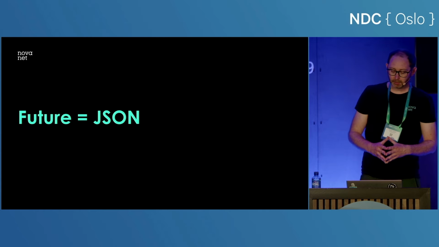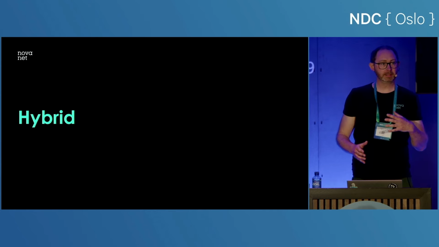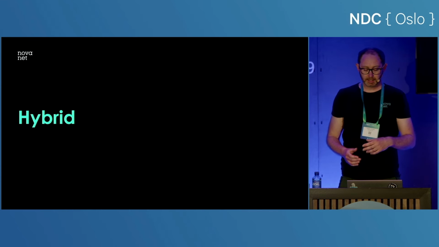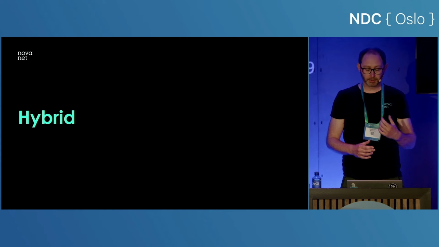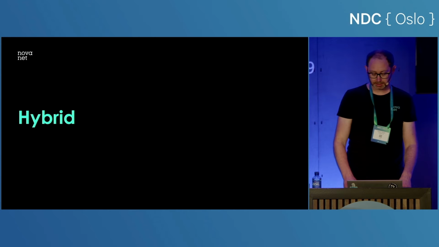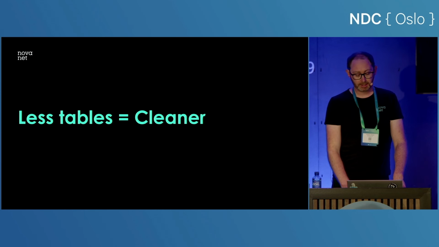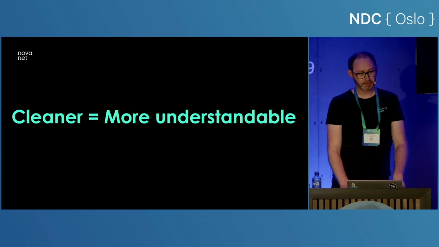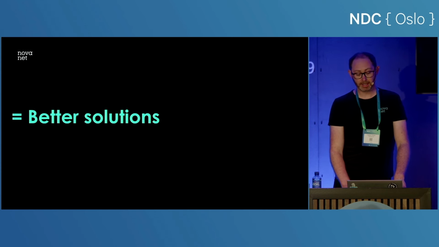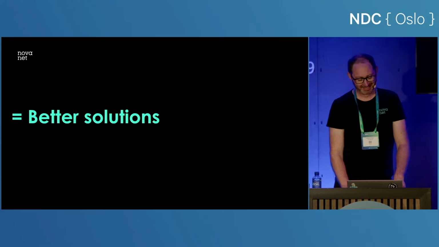So it seems to me that the EF Core team is moving towards extended use of JSON. And that means that we're moving towards a hybrid between traditional table-heavy relationships and a more pragmatic column-based storage based on principles from key-value and document databases. These are powerful techniques when you learn to master them. So fewer tables means a cleaner and more understandable solution, and I think that equals a better solution. So I encourage you all to check out the newest features of EF Core 8 and to join the JSON column revolution. Thank you.